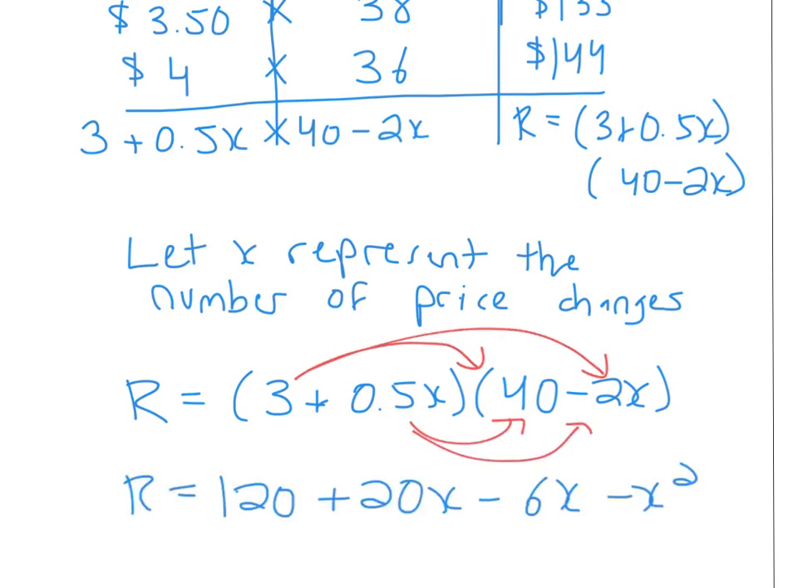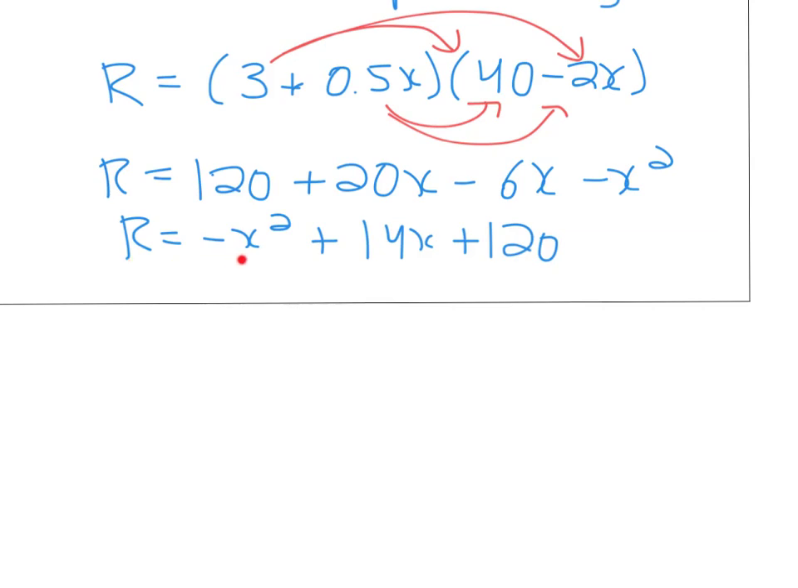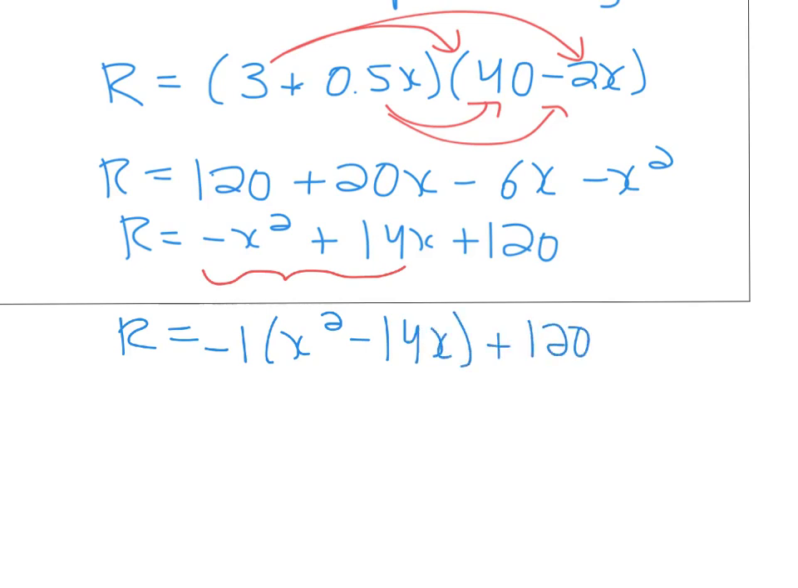and I get the revenue is equal to 120 + 20x - 6x - x². So next I'm going to collect like terms and write this in the form ax² + bx + c. So I get the revenue is equal to -x² + 14x + 120. So now to complete the square, I'm going to factor out -1 from the first 2 terms. And I get -(x² - 14x) + 120.